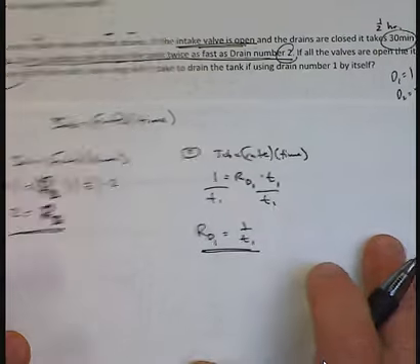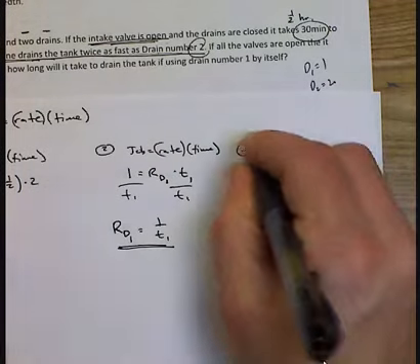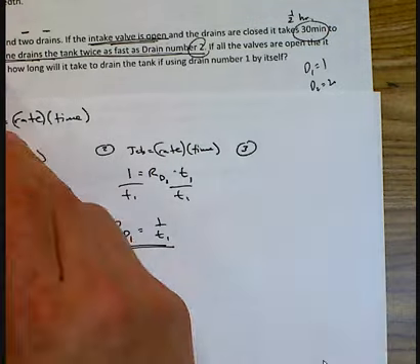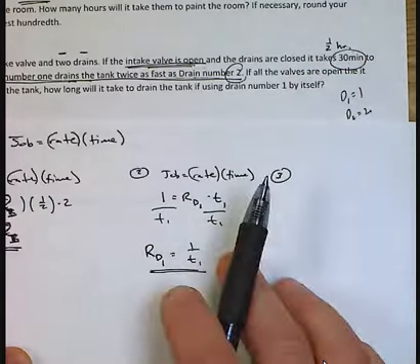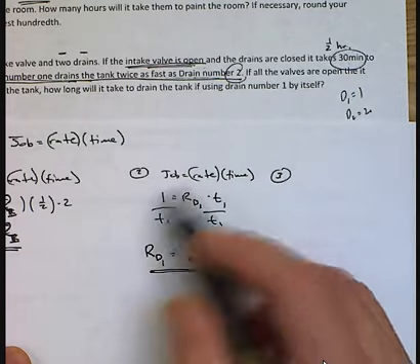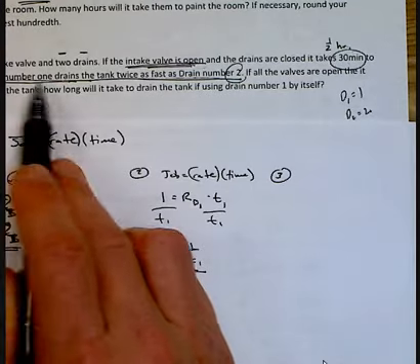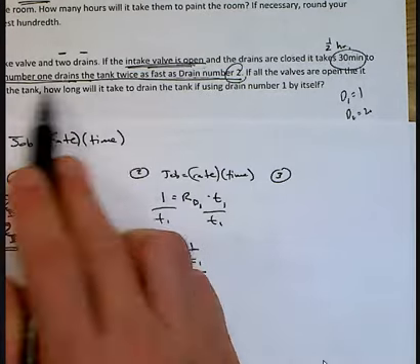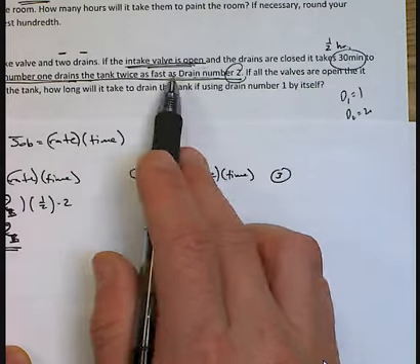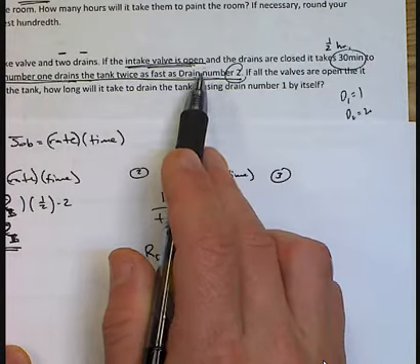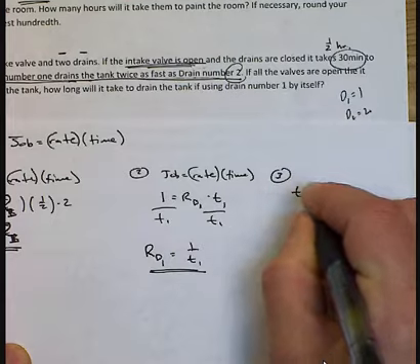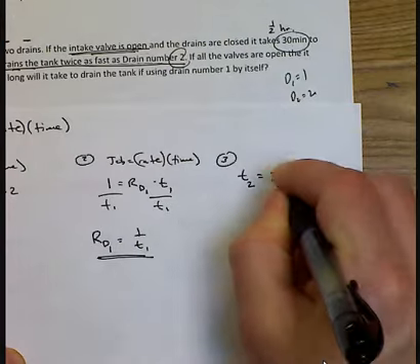The third thing that we know is about drain 2. Drain 1 we just treated very symbolically. We don't have any numbers really to go with that. But we do know that there's a relationship between drain 1 and drain 2. Drain number 1 drains the tank twice as fast as drain number 2. That means that drain number 2 takes twice as long. So the time for drain 2 is going to equal twice the amount of time that it takes for drain 1.